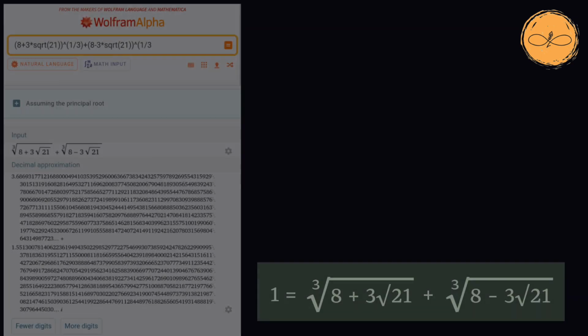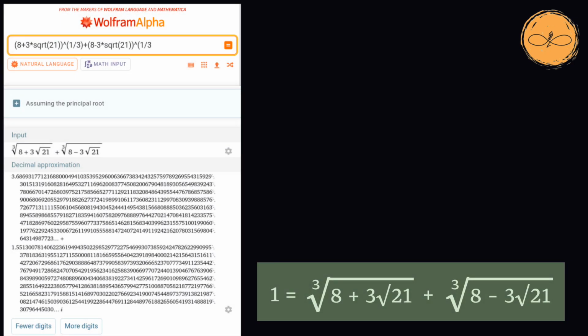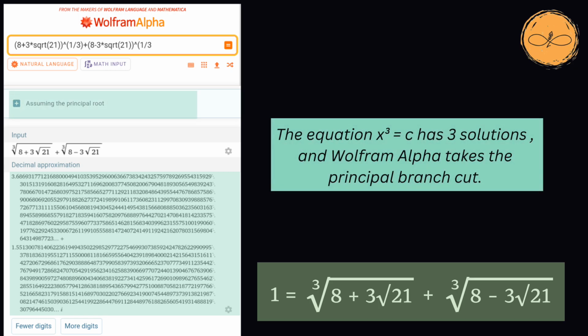Now you might double-check this exercise by typing it in Wolfram Alpha. You might surprisingly find that it gives a complex answer with a non-zero imaginary part. What's going on? Well, Wolfram Alpha is using the principal root. The reason is the equation x cubed equals c has 3 solutions, and Wolfram Alpha will take the principal branch cut, which is most commonly used in higher mathematics. But we don't want the principal branch cut, we want the real valued root.